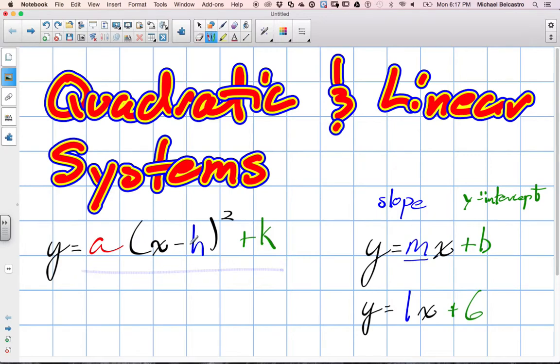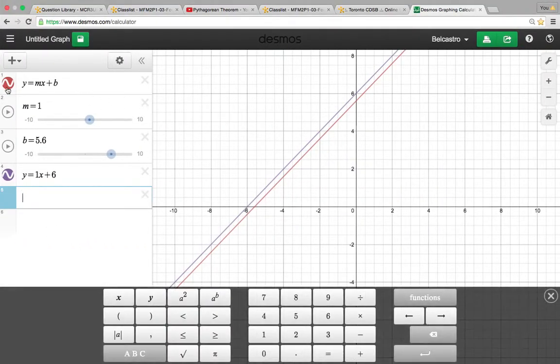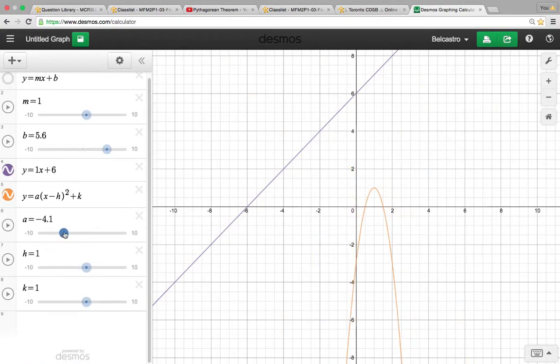So let's make up some values for that also. I'll turn that one off. Let's say we have y equals a times (x minus h) to the power of 2, plus k. We get some sliders for all of those, and we know the a value changes the shape, the h value moves it left and right, and the k value moves it up and down.